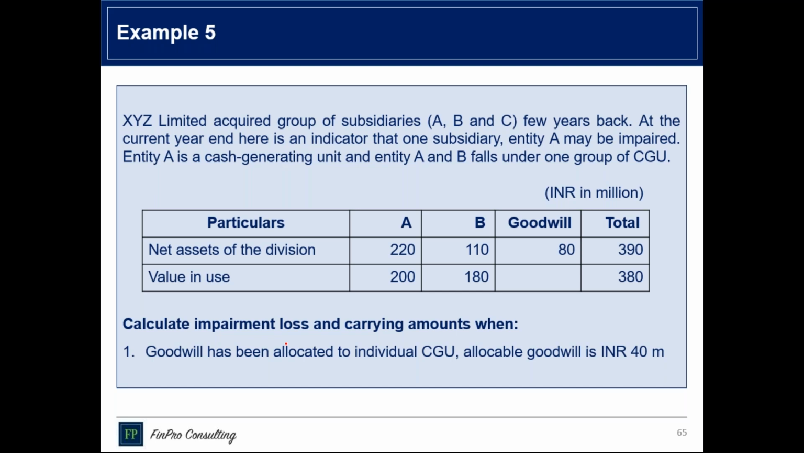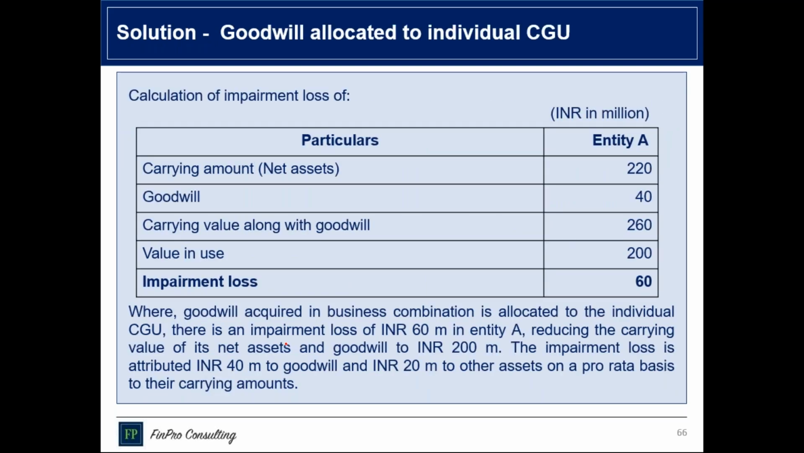Goodwill is 80, and value in use is given as 200 and 180. So we need to calculate the impairment loss. Goodwill has been allocated to individual CGUs. Allocable goodwill is 40 million. So how do you calculate the impairment loss?